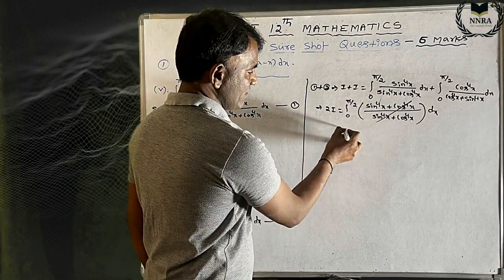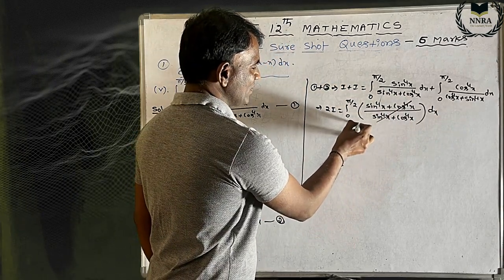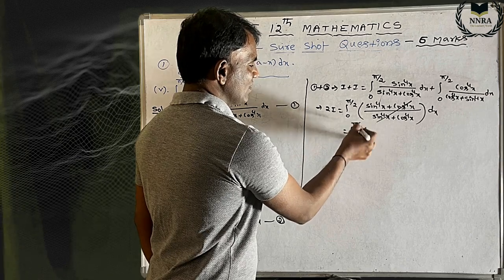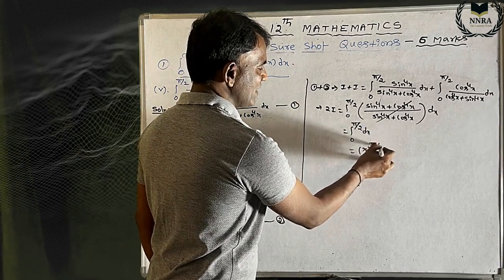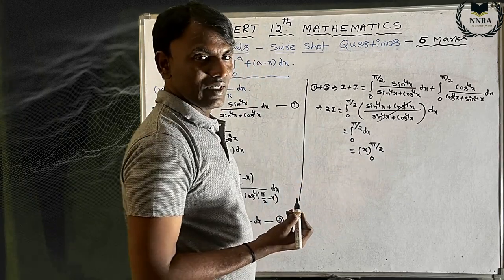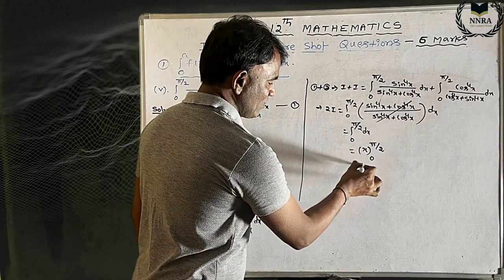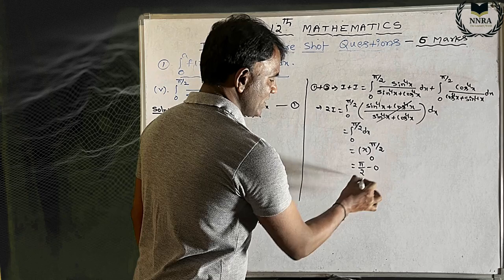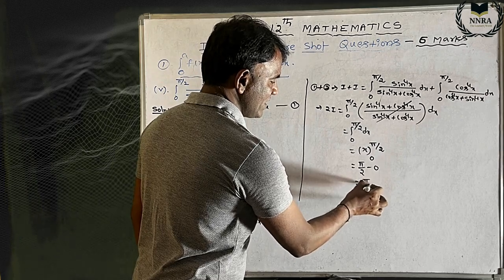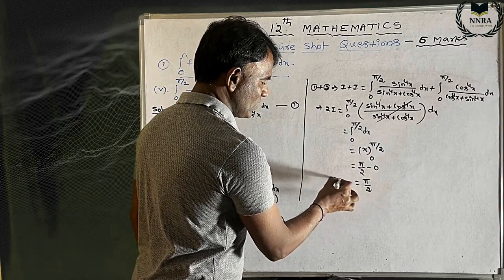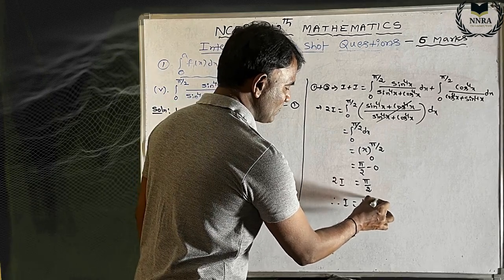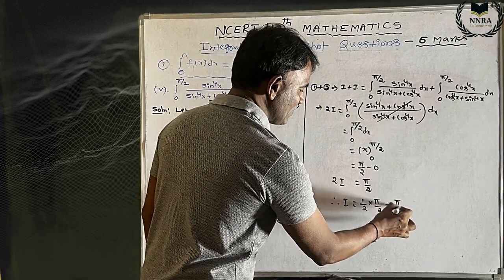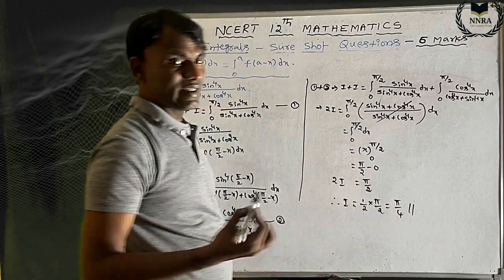Now both get cancelled. Now what's the remaining value? Integral 0 to pi by 2 dx. What is the integral of dx? x. Now limits 0 to pi by 2. Now upper limit in the place of x, pi by 2. Lower limit 0. Pi by 2 minus 0 is pi by 2. Now this is 2I. But we want the I value, that is 1 by 2 into pi by 2 equal to how much? Pi by 4. That is the final answer.